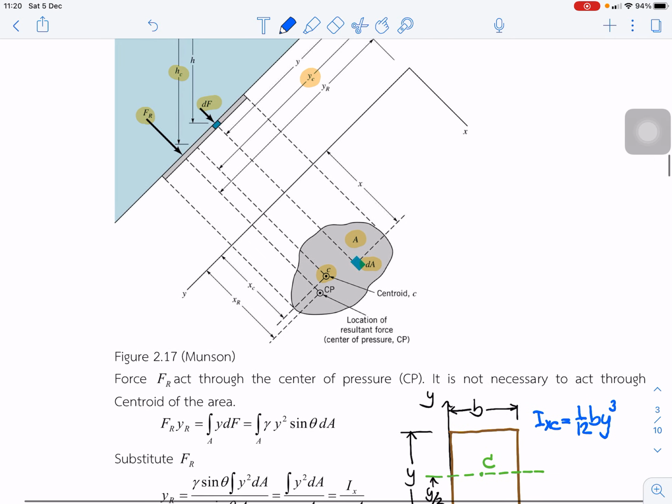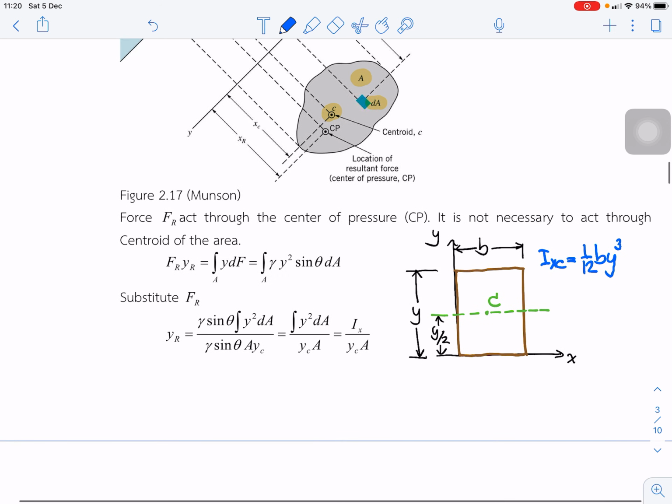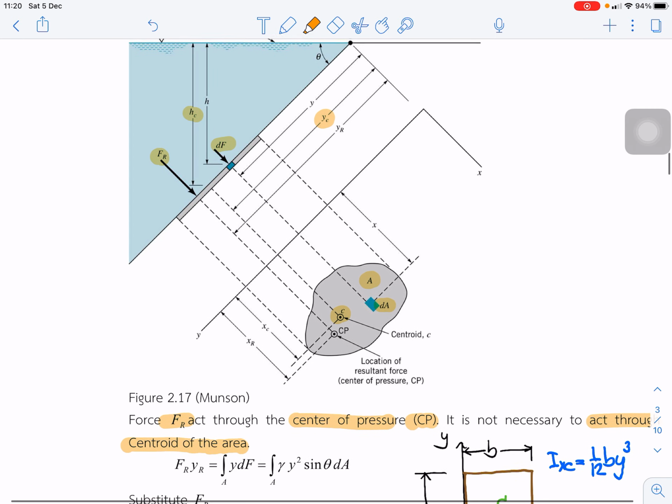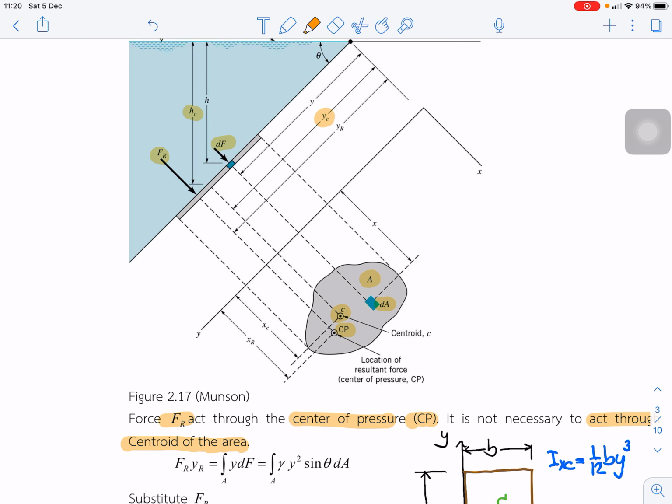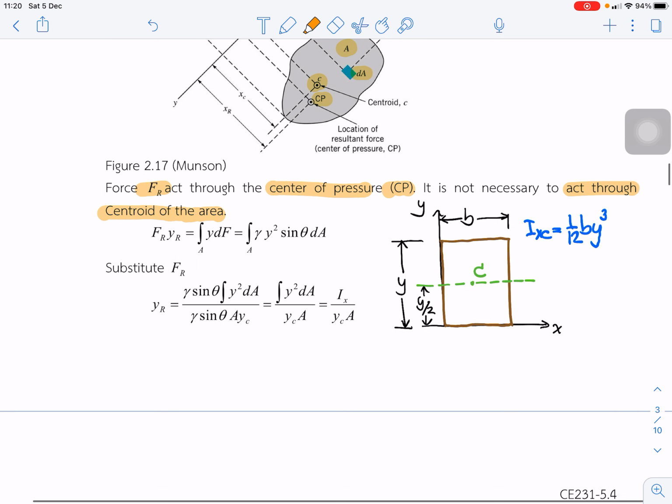Next, the force FR acting through the center of pressure CP is not necessarily acting through the centroid of the area. You can see that FR is acting at the CP, the center of pressure. So how can we know the location of the CP, or center of pressure?